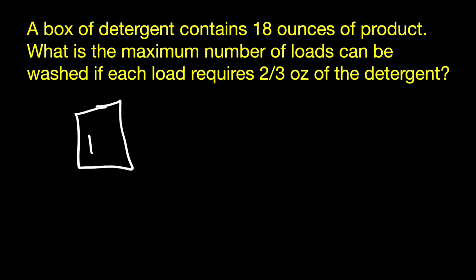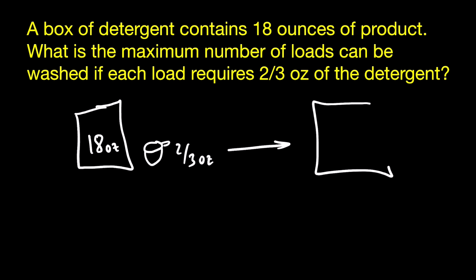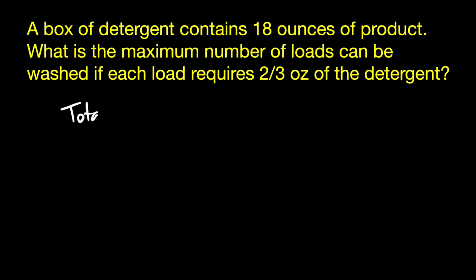All right, so in this question, they're telling us that we have a box of detergent which contains 18 ounces of product. And then to do a load of laundry, we're going to use 2/3 of an ounce of that detergent. And it's asking us how many loads of laundry can you do with that box of 18 ounces.